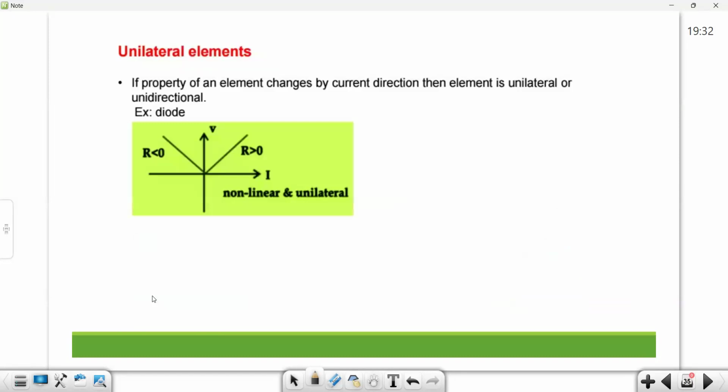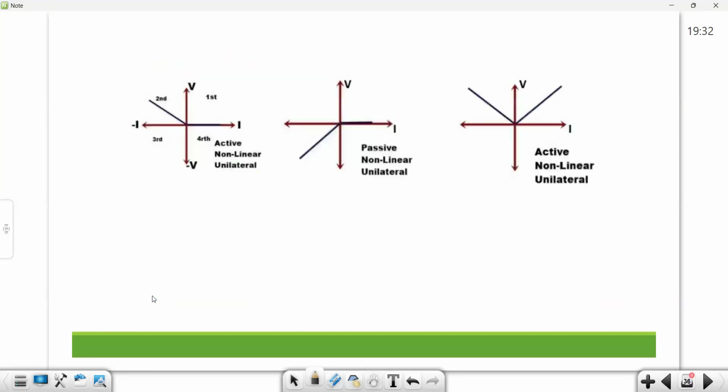Clear? Okay. Unilateral, I told you: if the property changes with current direction, then the element is unilateral or unidirectional. The example is the diode, the best example. Here, it is also non-linear and unilateral. Okay? Done. Now, these are the examples.